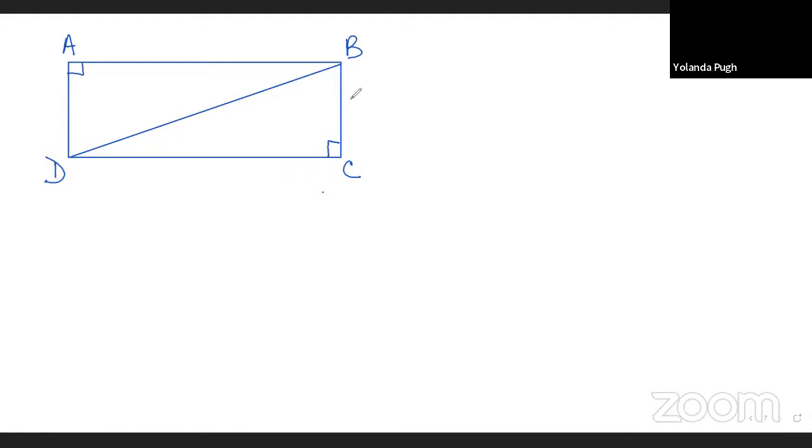Now, if BC is 3, BD is 6, and DC is 3 square root of 3, then hopefully we can see this 3 has to be the short side, which means this angle right here has to be 30 degrees. And this angle right here, which would be 60, would be across from the longer side. So angle 2 is 60, angle 1 is 30.